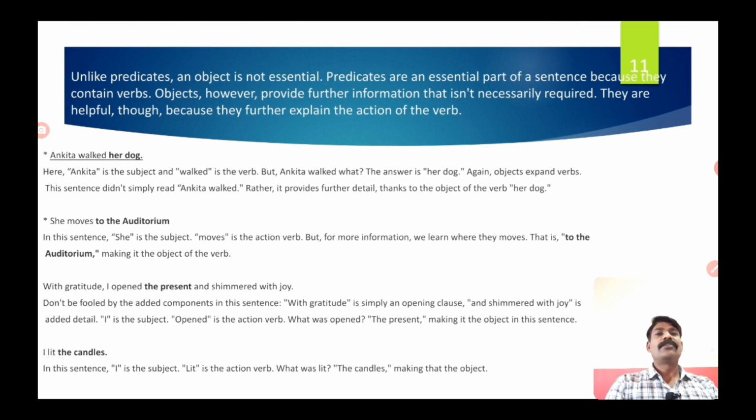Unlike predicates, an object is not essential. Predicates are an essential part of the sentence because they contain a verb. Objects, however, provide further information that is not necessarily required. They are helpful though because they further explain the action of the verb.